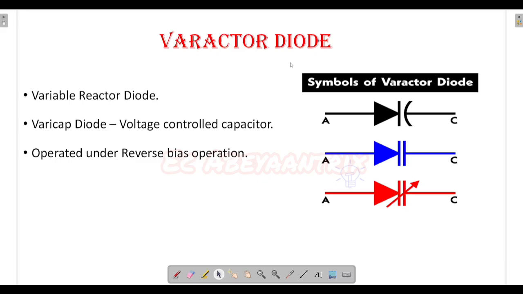Coming to Varactor diode, we have to keep this point in mind: variable capacitor. This is the symbol: a normal diode symbol plus a capacitor. The capacitor can be drawn like this also and this also. This will be a variable, so variable capacitance is included. These three are the symbols of Varactor diode, and we can use them alternatively.